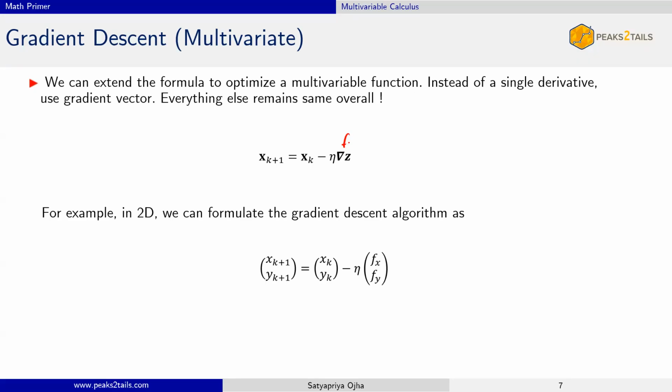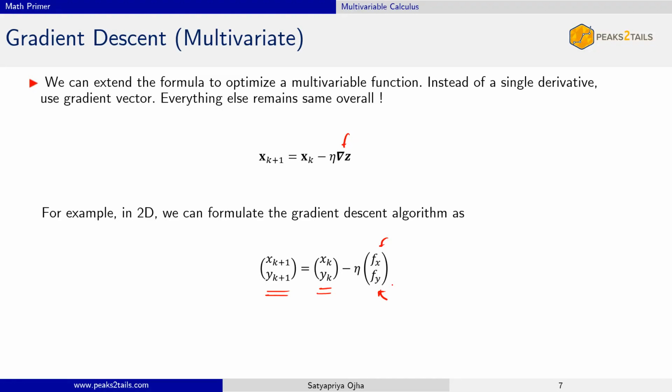Okay, x is a vector. So your initial guess would be all those x's. You'll have some initial guess for all the different x1, x2, x3, x4, however many variables you have. Use the gradient of z, the objective function, and use the same algorithm. So new vector is old vector minus eta times the gradient.